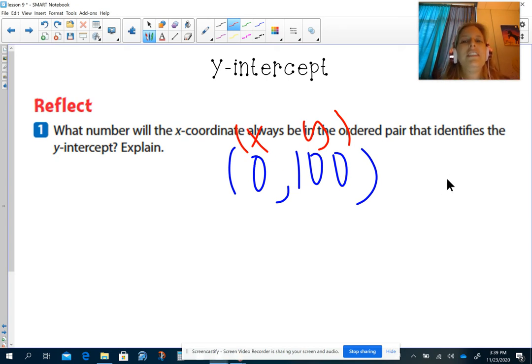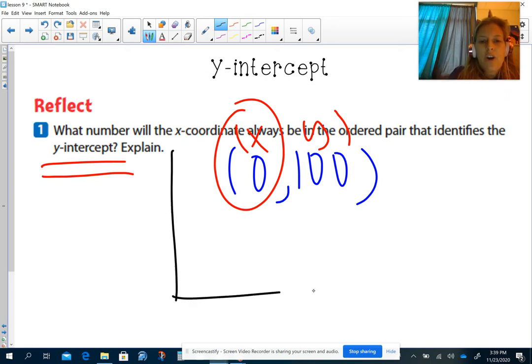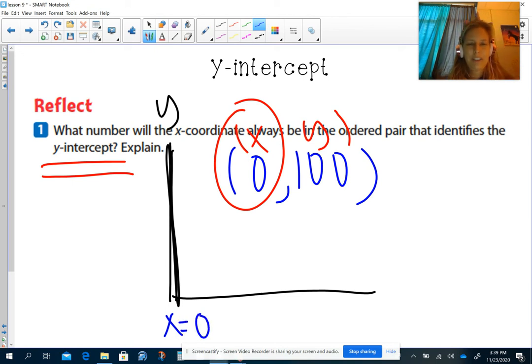Pause my video and see if you can figure it out. 3, 2, 1. Let's see how you did. So did you say your x always has to be 0? Because in order to be a y-intercept and go through your y-axis, your x has to be 0 every single time. That's what it is.